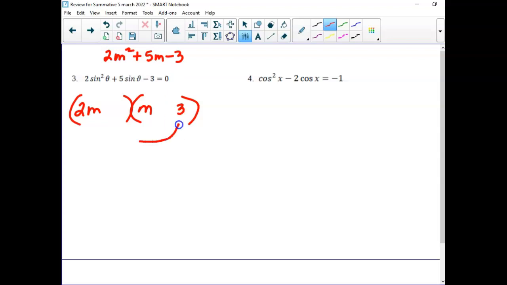I'm thinking the 3 has to go there so that we get a 6. And a 1. And we want a positive 5, so we have a plus 6 and a minus 1. Okay, does that give me 2m squared plus 6 minus 1, which would be plus 5, and a minus 3, okay? So we figured out how it factors, but then instead of m, what are we going to go back and write in there? Sine of theta.